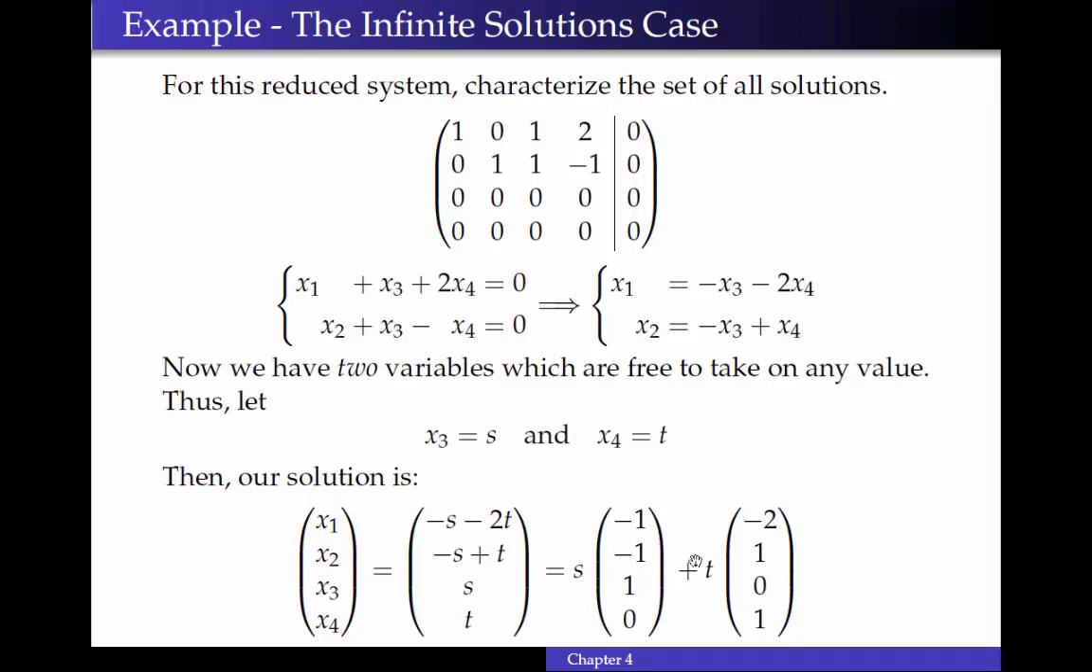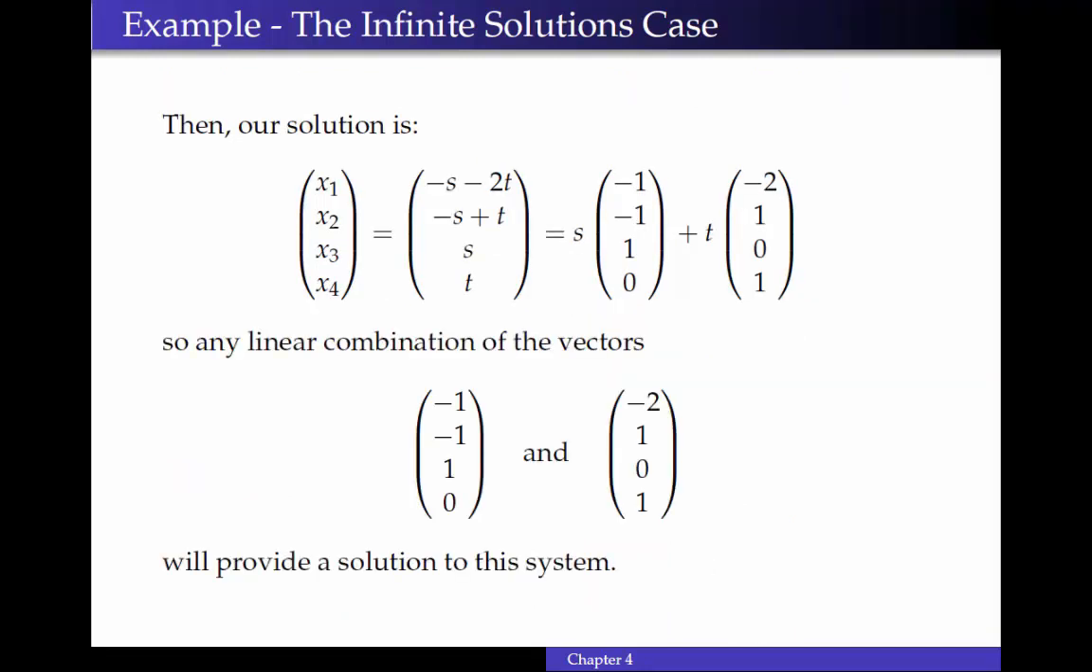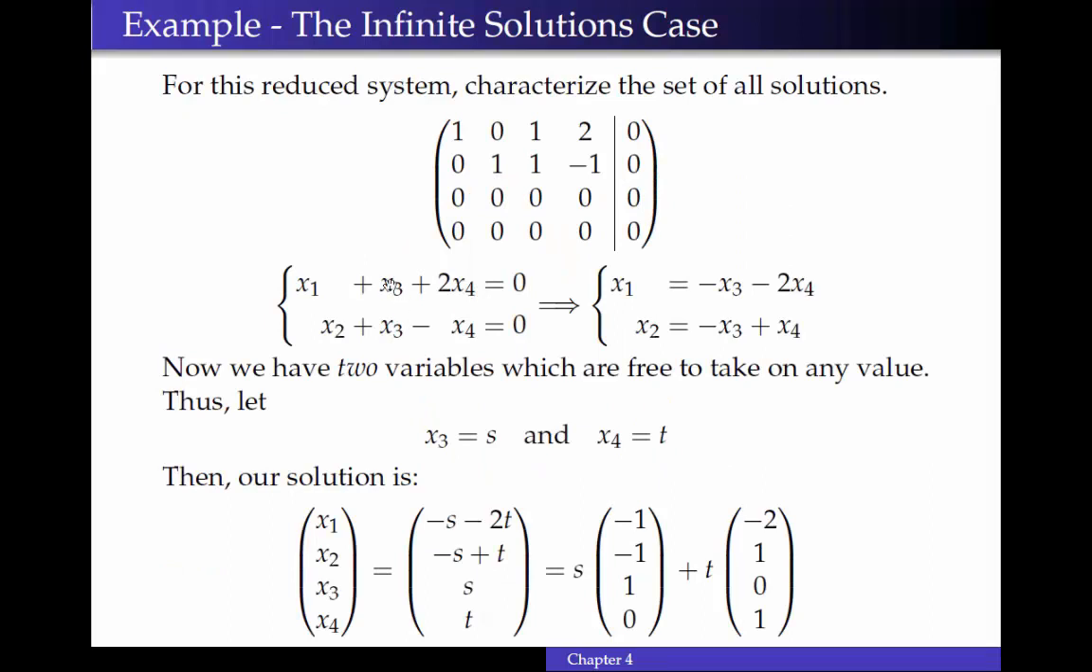And so since s and t are free to take on any values at all, what that means is that we can take any linear combination of the vectors -1, -1, 1, 0, and -2, 1, 0, 1. Right? Any value of s and any value of t means any linear combination of these 2 vectors, and that will provide a solution to this system. I encourage you to go ahead and take your favorite linear combination, 2 times this one and 3 times this one. Make up some numbers, calculate the result, and then show that they satisfy these equations.